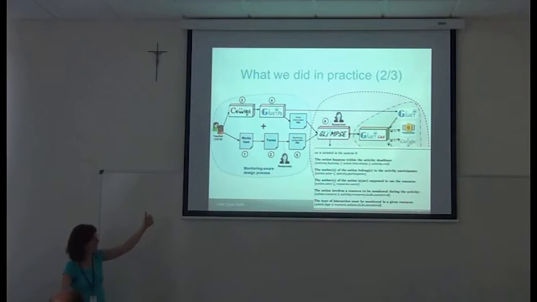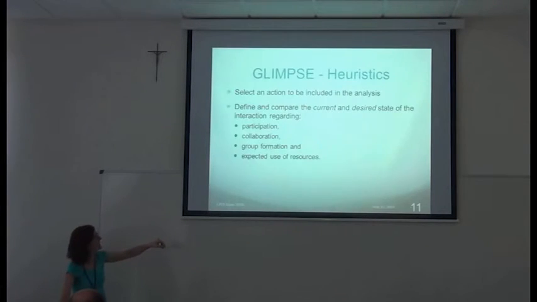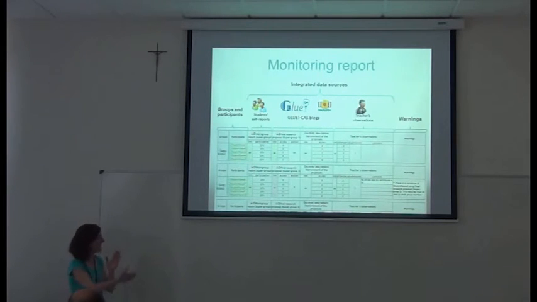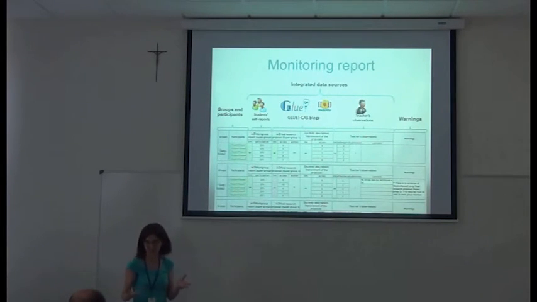Glimpse is based on a set of restrictions. This is very dirty, but it's an example of the restrictions it uses. Glimpse has heuristics of restrictions that define whether an action that is logged in the system has to be selected or not for the analysis, and some heuristics that define the current state of the interaction regarding participation, collaboration, group formation and expected use of resources, and the desired state of interaction that's defined in the script. It compares both and provides the last part of the chain of experience, that's the monitoring, to the teacher.